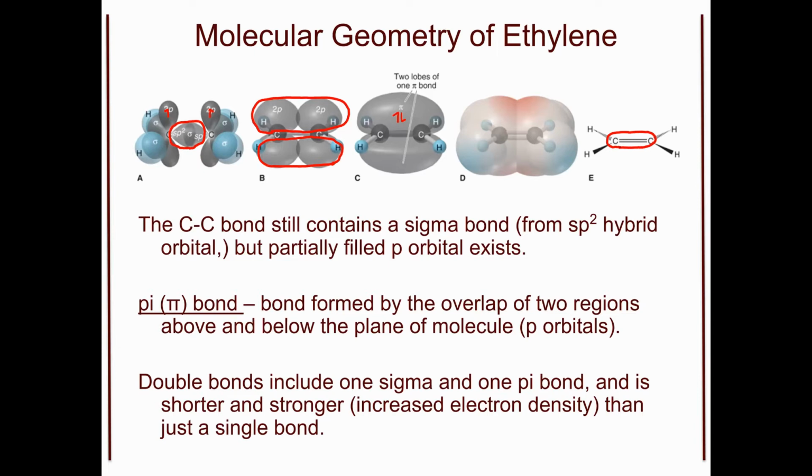So when you see a double bond, you know that one of those bonds is going to be a sigma bond, keeping our atoms together in an end-to-end manner, and then we are going to add the electron density of our pi bond to help shorten that bond and increase the stability.